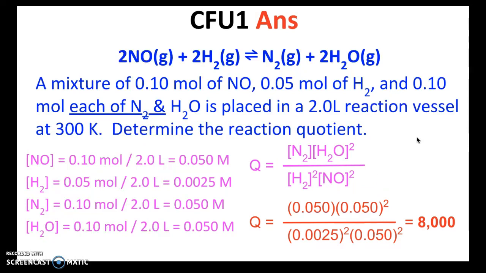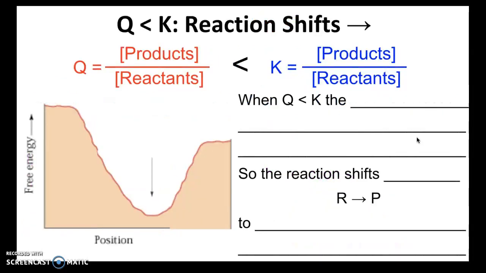All right, so here's your answer. This is what my work looks like, and I got Q to equal 8,000. All right, so all we've done in the CFU is just practice calculating Q. Let's move on now to using the information of Q so we can compare it to K and predict the shift.